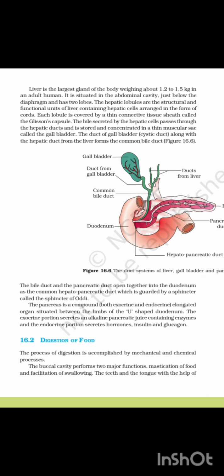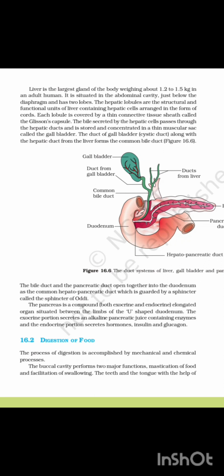The hepatic lobule is the structural and functional unit of the liver, containing hepatic cells arranged in the form of cords. Each lobule is covered by a thin connective tissue sheath called the Glisson's capsule. The bile secreted by the hepatic cells passes through the hepatic duct and is stored and concentrated in a thin muscular sac called the gallbladder.